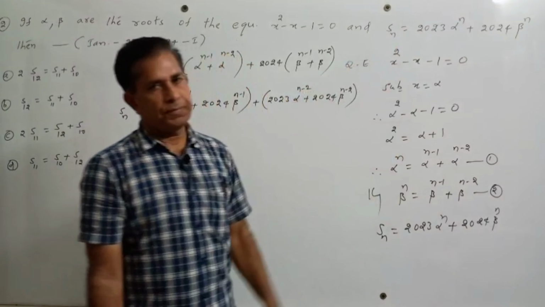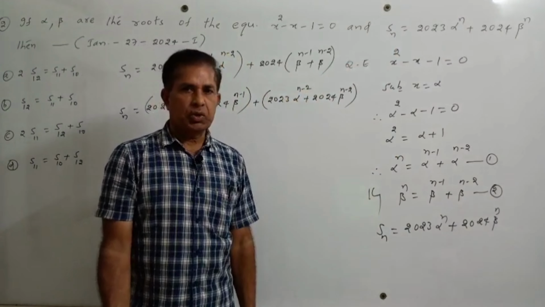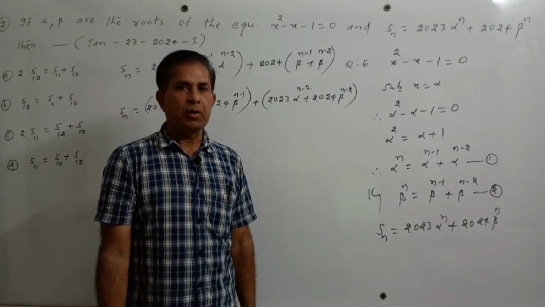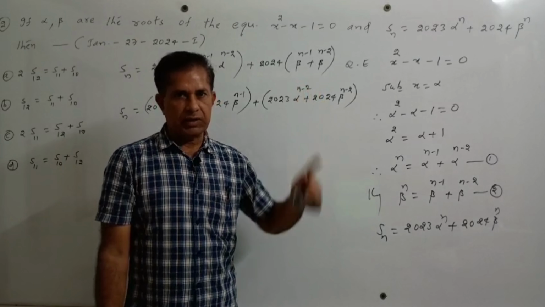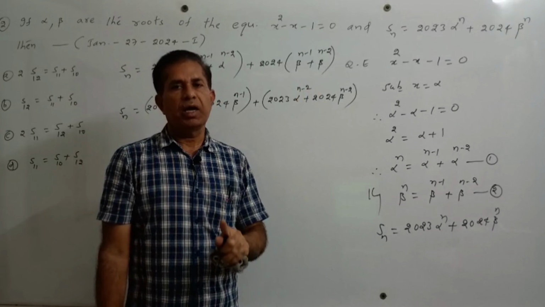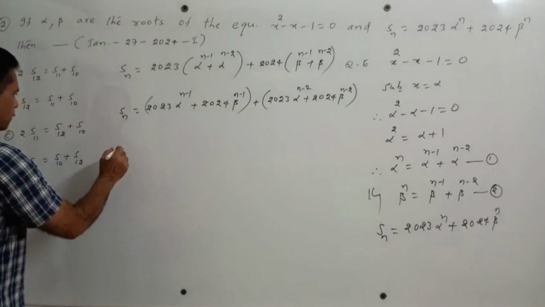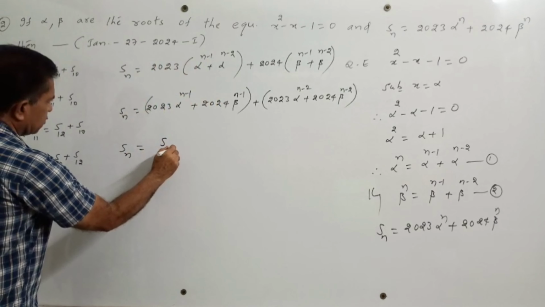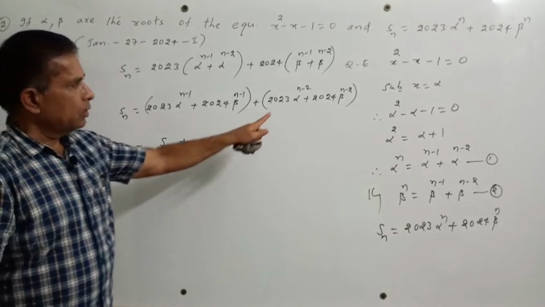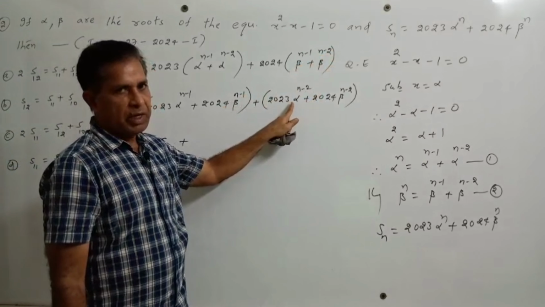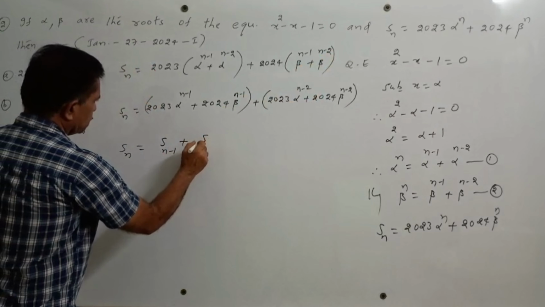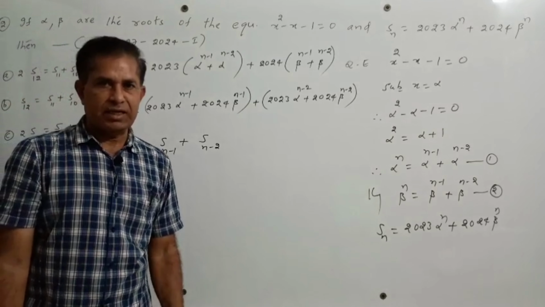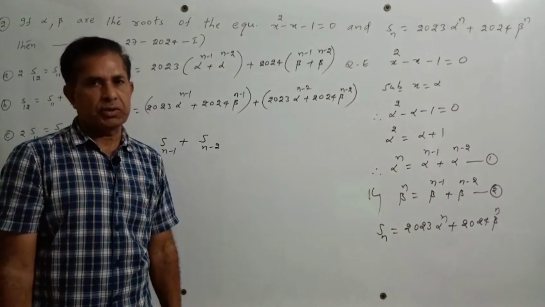What is Sn there? If the given expression is 2023 alpha to the power of n plus 2024 beta to the power of n, that is represented with Sn. So in place of n we are having n minus 1. So according to the given representation, this bracket is represented with Sn minus 1. Just in place of n, here we are having n minus 2. Therefore that second bracket is represented with Sn minus 2. So I wrote the relation connecting Sn, Sn minus 1, Sn minus 2.